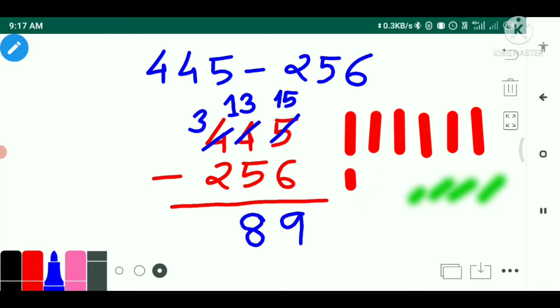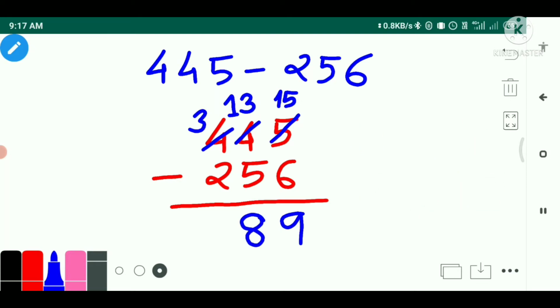8, right? Okay, now see, in 100 place 3 is there. So just imagine 3 lines and now just cut 2 of them. How many lines will be left behind? 1. So our answer will be what? 189. Okay, so like this only we have to subtract any 3-digit number with the regrouping of 100.